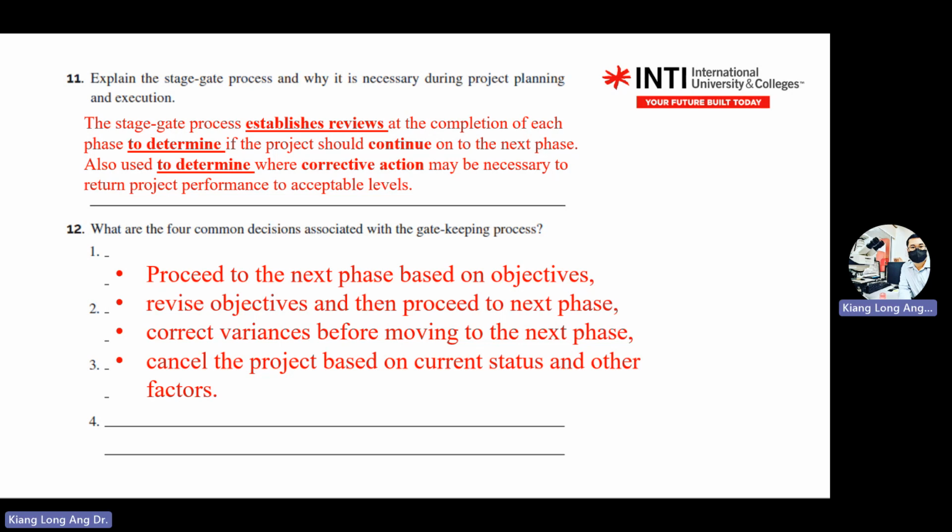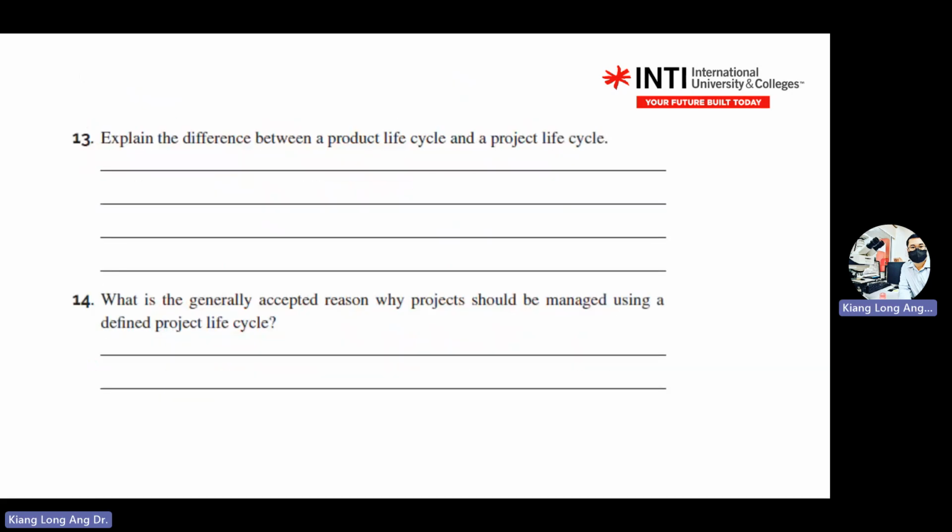Okay. 13, explain the difference between product life cycle and project life cycle. There are two: one is product, one is project. What is the difference between project and product?